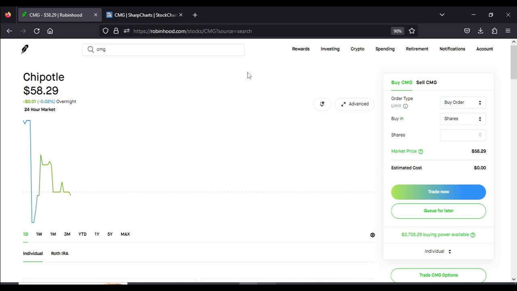Now, like I said, for today, we're going to be using Chipotle. In order for you to get into a LEAPS option strategy, let's first go into the options chain. To get into the options chain, we need to go to Trade CMG Options. The name of the company is Chipotle, but the actual stock ticker is CMG. So let's go ahead into Trade CMG Options, and then we're going to wait for the options chain to load.